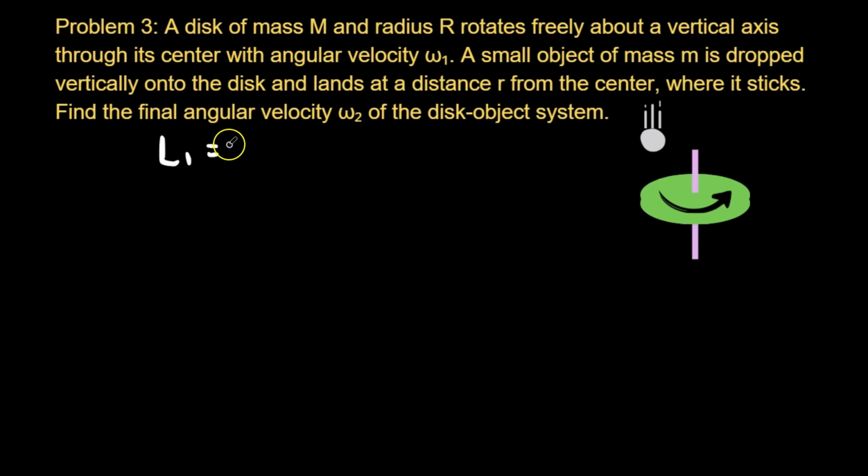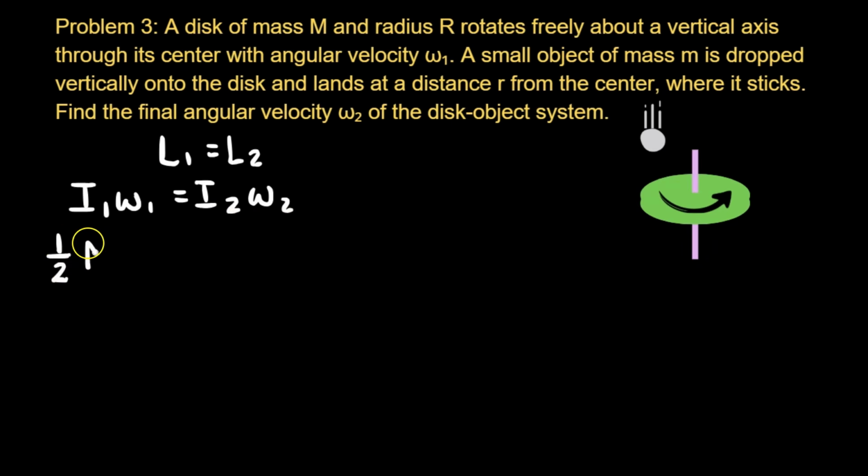Since there's no external net torque, we can state once again that the total initial angular momentum is equal to the total final angular momentum. The equation for angular momentum for a rigid body is I omega. I is the moment of inertia, omega is the angular velocity, so we can rewrite this as I1 omega 1 is equal to I2 omega 2.